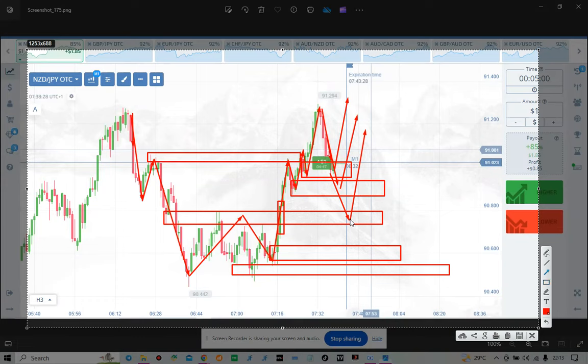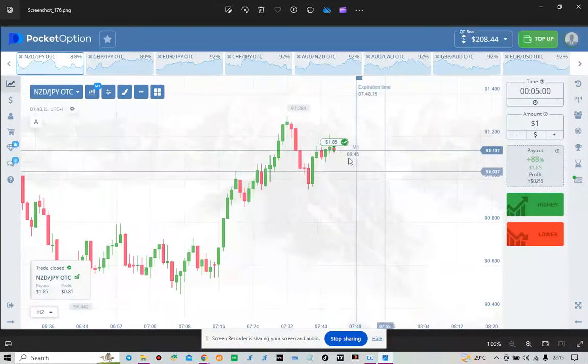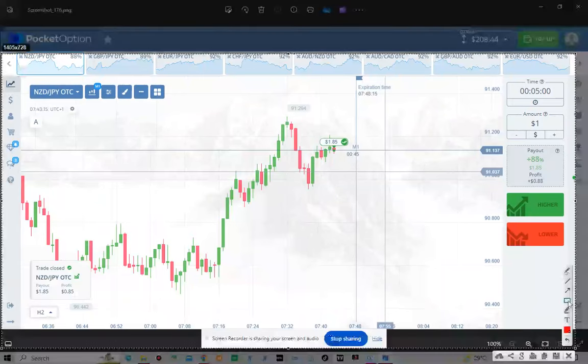Okay, I'll be looking for entry at any of this zone. If the market continues again to reach this level, I'll look for a 5 minute expiry time entry, or to this level, I'll look for a 5 minute expiry time entry. Okay, but unfortunately, the market respected, because I can see a sign of reversal here.